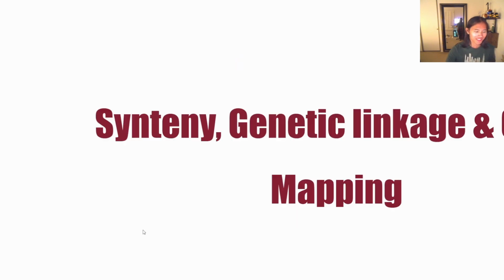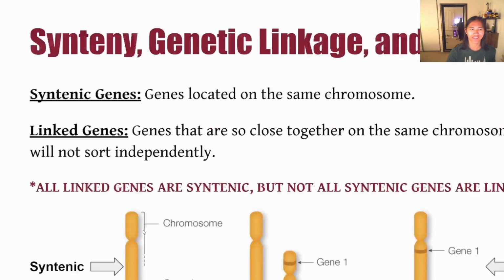Let's move on to synteny, genetic linkage, and gene mapping. Now, syntenic genes are genes located on the same chromosome, while linked genes are syntenic genes that are so close together on the same chromosome that their alleles will not sort independently. It's important to note that all linked genes are syntenic, but not all syntenic genes are linked. As we can see over here, these two are linked because they're so close together, they are syntenic. These are not linked and they are not syntenic because they're on different chromosomes, but these two genes are syntenic but they are not linked because they're just so far apart.